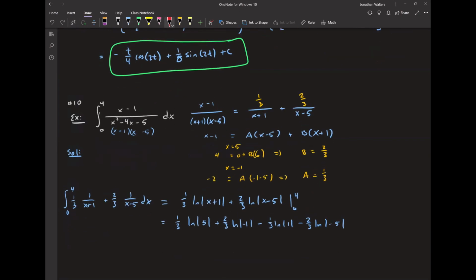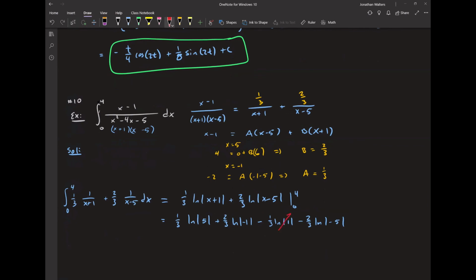Let's see. Some of these are going to go away. Natural log of 1, that's 0. Natural log of absolute value -1, that's 0. So we get 1/3 natural log of 5 minus 2/3 natural log of 5. It's going to be -1/3 natural log of 5. And you could rewrite that as maybe 1/3 natural log of 1/5. You pull that negative into the log as the exponent on the 5. It would be 5 to the -1, which is 1 over 5.